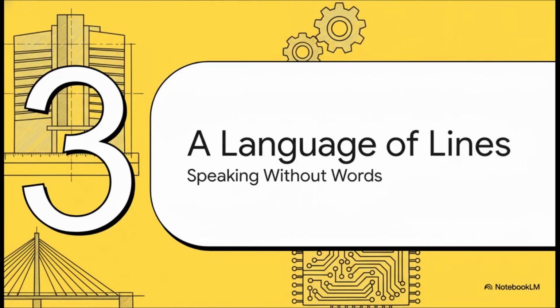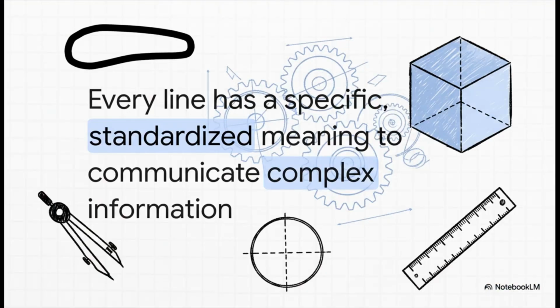Okay, so this emotional code is incredibly powerful. But what happens when you need a line to be purely logical, with zero ambiguity? Well, that's when the line transforms from a tool of expression into a precise, universal language. And you see this especially in fields like architecture and engineering. See, in a technical drawing, there is absolutely no room for misinterpretation. Every single line, its thickness, its pattern, whether it's dashed or solid, has a standardized meaning. It's a whole system designed to communicate really complex information with absolute clarity, no words needed.